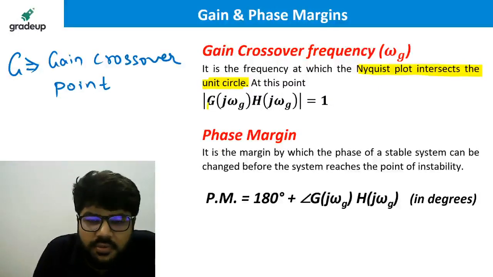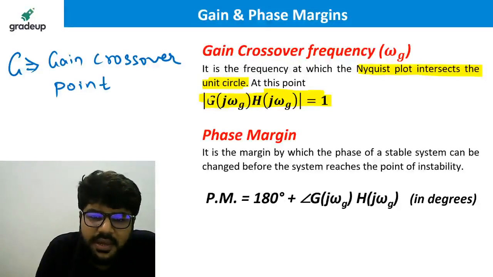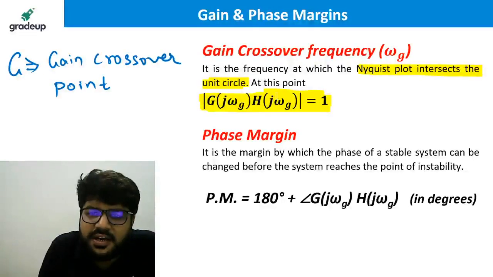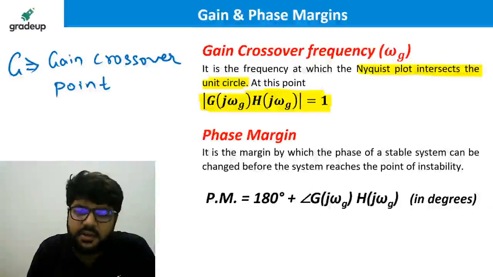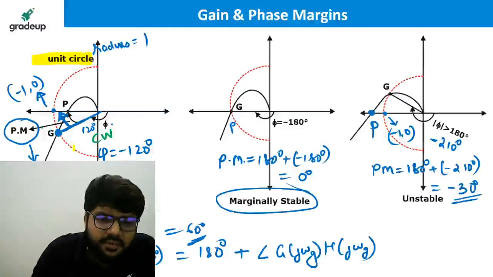In the case of the formula, if you are cutting the unit circle, the magnitude will be equal to 1 because the radius of the unit circle is 1. So how to calculate omega g in the formula? Take the mod function and equate the mod equal to 1, you will get the omega g. Now once you get omega g, what will you do?